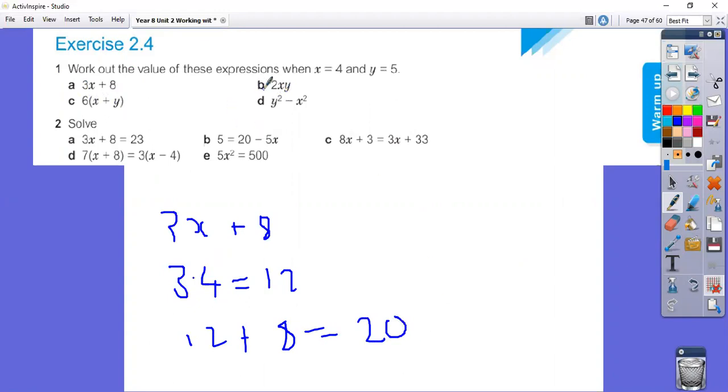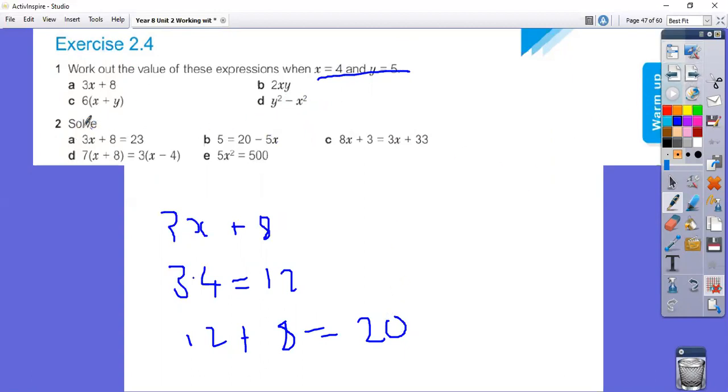I'll let you do parts B, C, and D. So 2xy, basically you say 2 times x times y, and it tells you here what x and y are. Here you've got to expand, well, you can do x plus y, then times it by 6, then square y, y is 5, subtract x squared, x is 4, and then work them out.